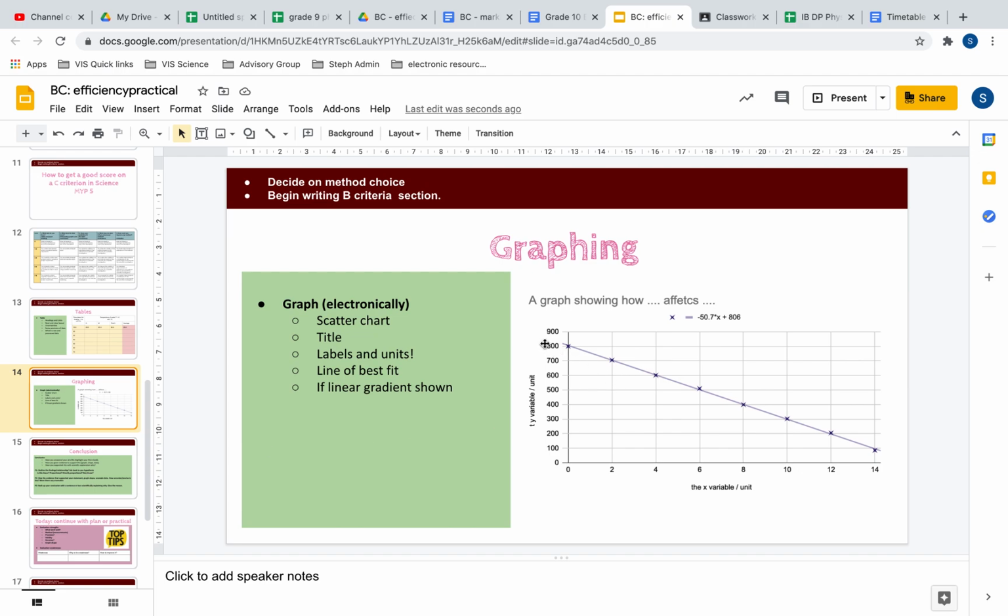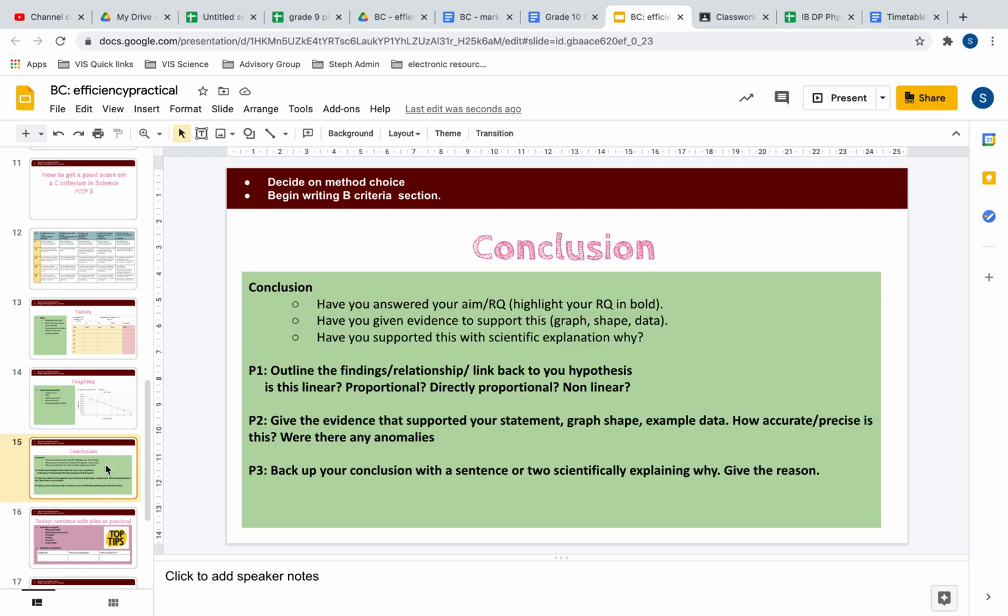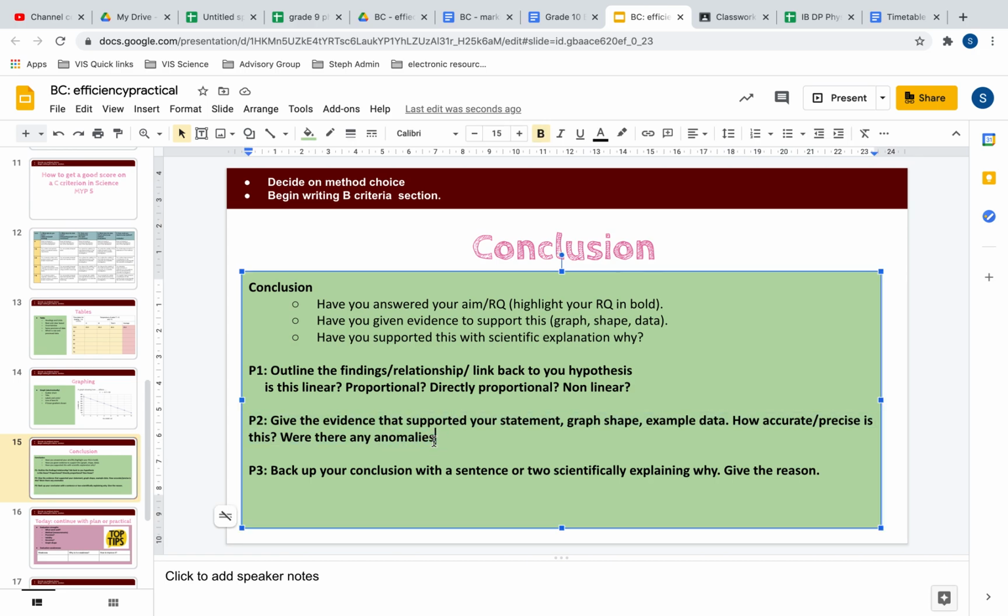Right, so accuracy is getting the right shape. Precision, sorry, would be how close they are to our line of best fit. That's another thing to discuss there. The other thing here as well is, were there any anomalies? You want to mention your anomalies as well in your conclusion, but you want to explain them in your evaluation.